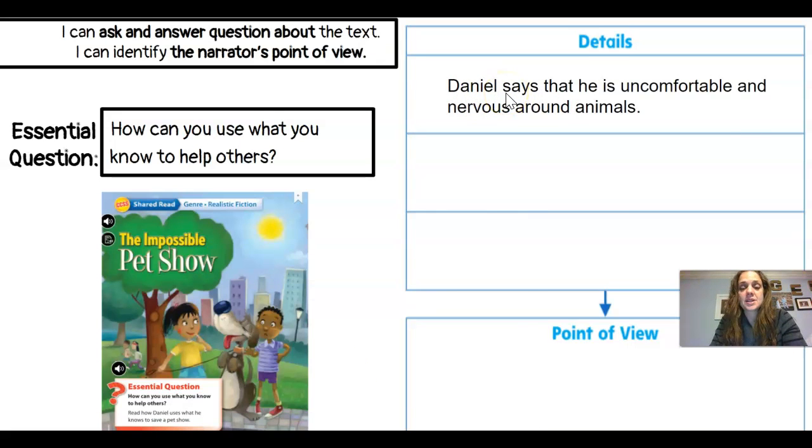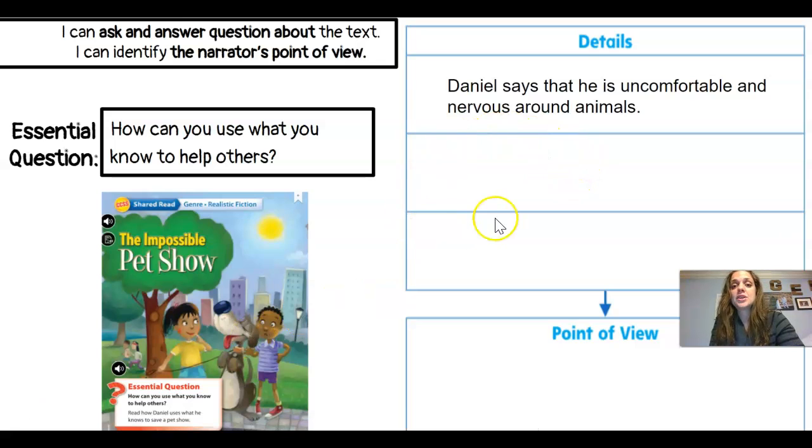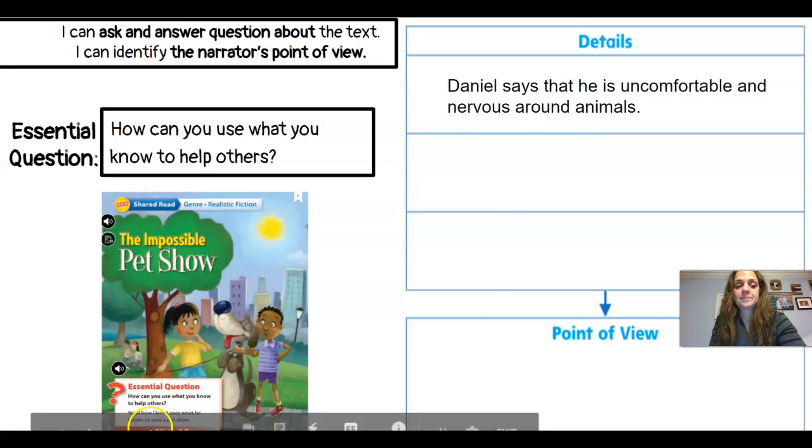Daniel is our character in the story that's narrating the story. He says that he is uncomfortable and nervous around animals. Well, that shows that his point of view of animals is that Daniel doesn't really like animals very much. Or we could just simply say Daniel feels uncomfortable with animals or anxious around animals. We're going to read on to identify 2 more key details.